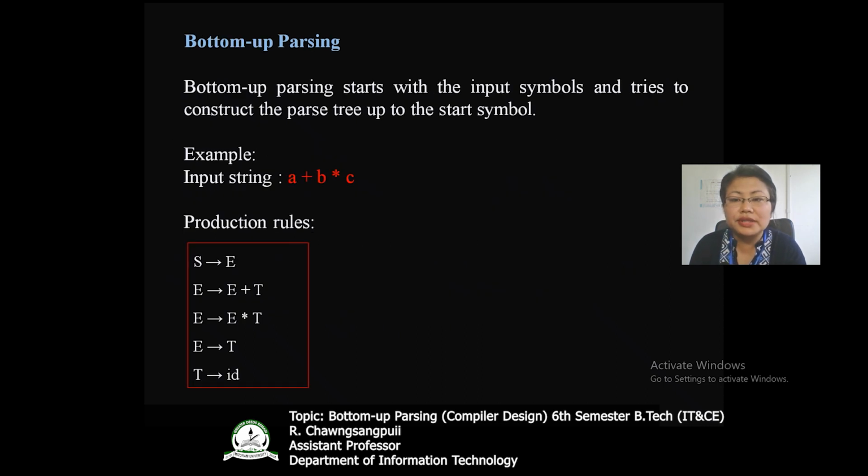Now, what happens in bottom-up parsing? It starts with the input symbols and tries to construct a parse tree up to the start symbol. So in both ways, we are trying to create a parse tree.